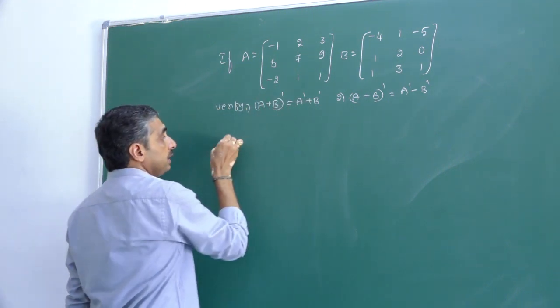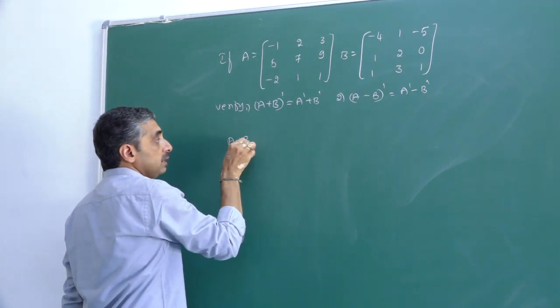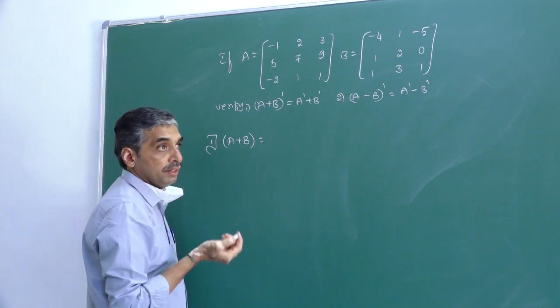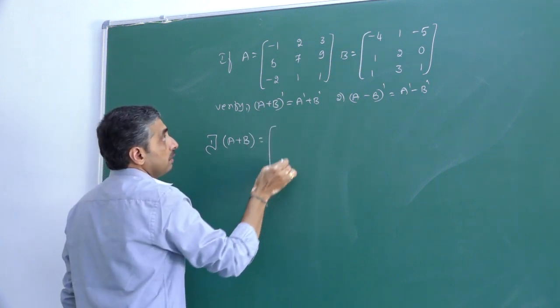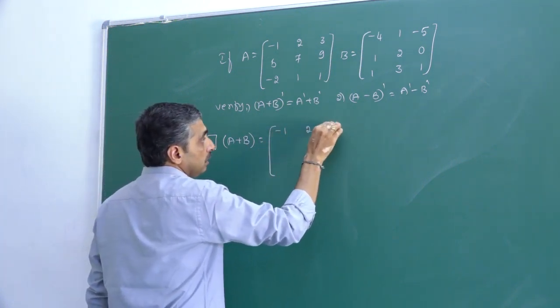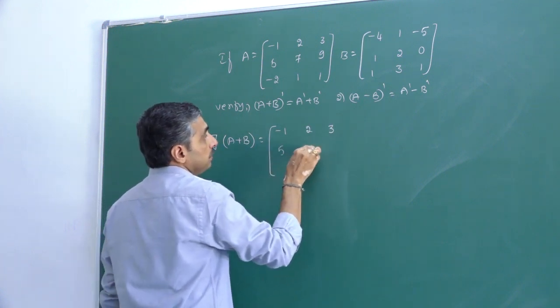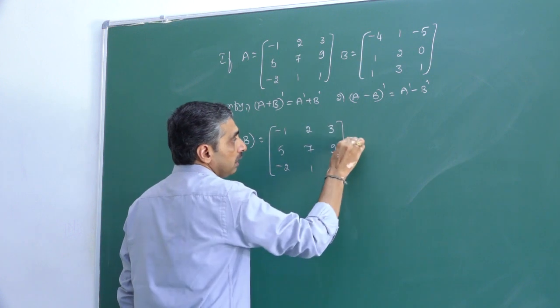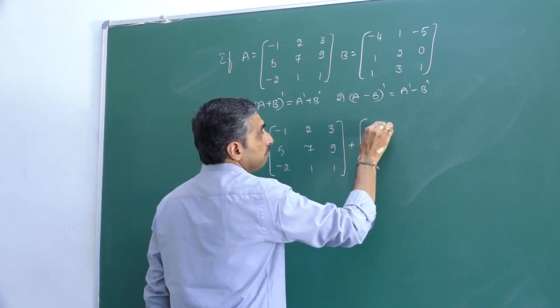For this we require matrix A plus matrix B. First problem: I want to determine A plus B. What is this? Minus 1, 2, 3, 5, 7, 9, minus 2, 1, 1 plus matrix B.